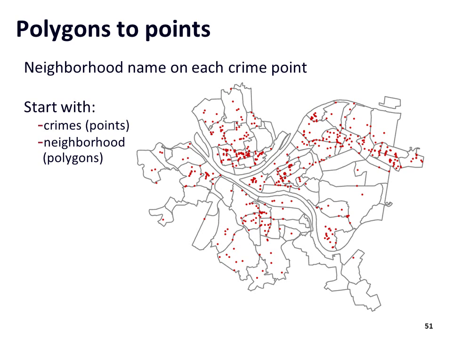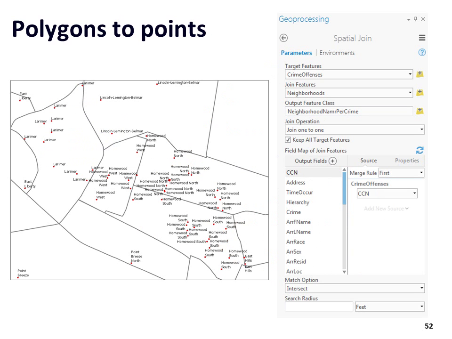Polygons to points would be the neighborhood name with each crime point. So now, not only do you have the crime data, you also have the name of the neighborhood where the crime occurred, because maybe that's the way you want to analyze it.